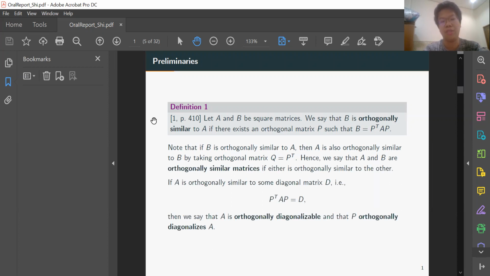If A is orthogonally similar to some diagonal matrix D, that is, P transpose AP is equal to D, then we say that A is orthogonally diagonalizable and that P orthogonally diagonalizes A.